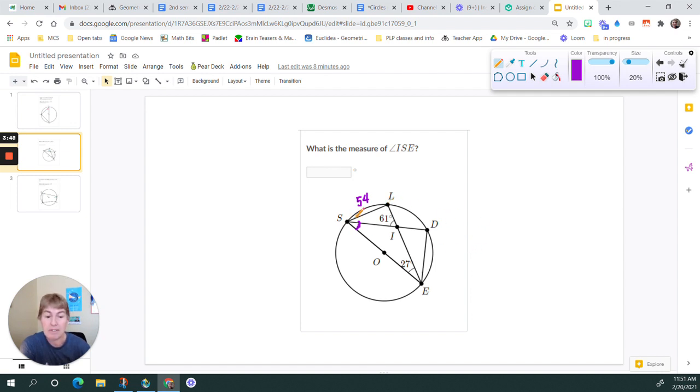The other thing I noticed is that we do have a diameter here, and I'm always on alert about those diameters because this arc over here is 180.